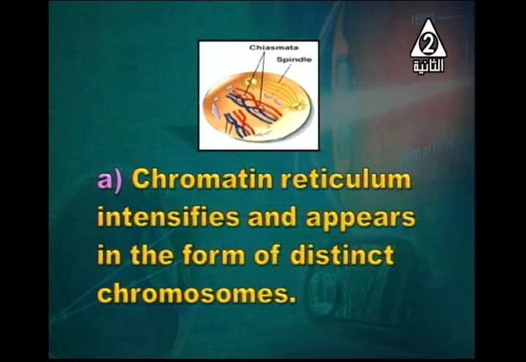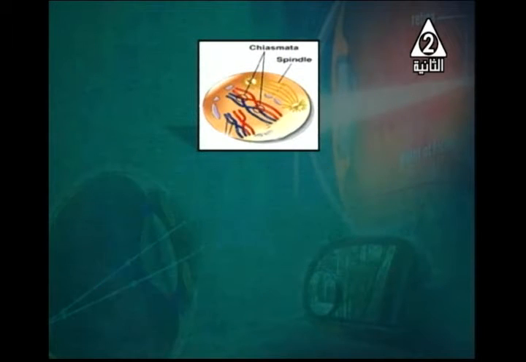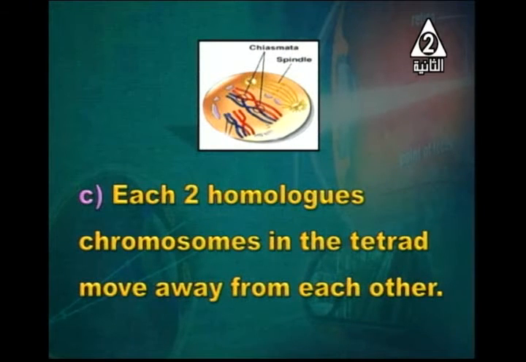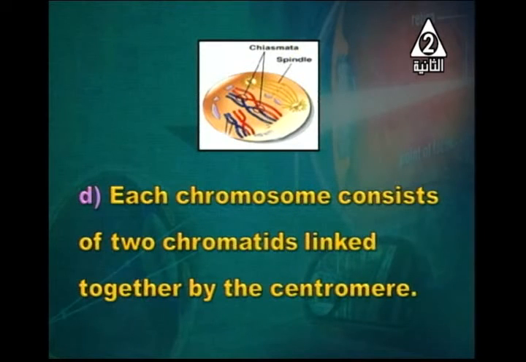Number one, the chromatin reticulum intensifies and condenses and appears in the form of distinct chromosomes. Then the chromosomes are arranged in homologous pairs. Each pair consists of 4 chromatids, so it is called a tetrad. The 2 homologous chromosomes in the tetrad move away from each other. Each chromosome consists of 2 chromatids linked together by the centromere.